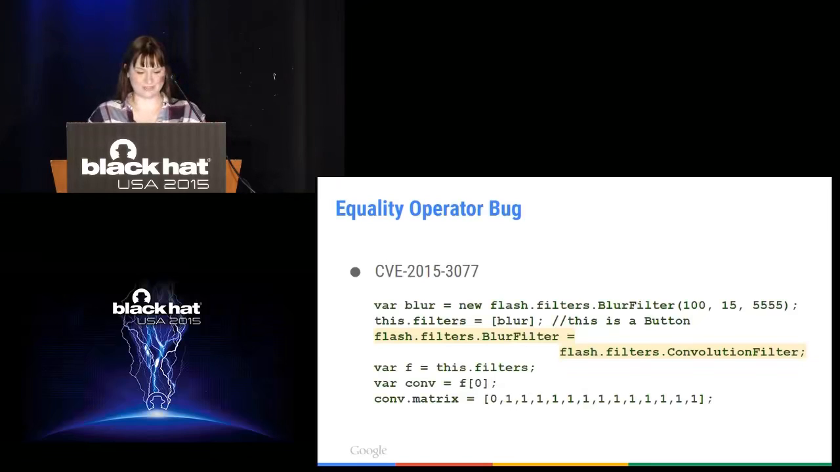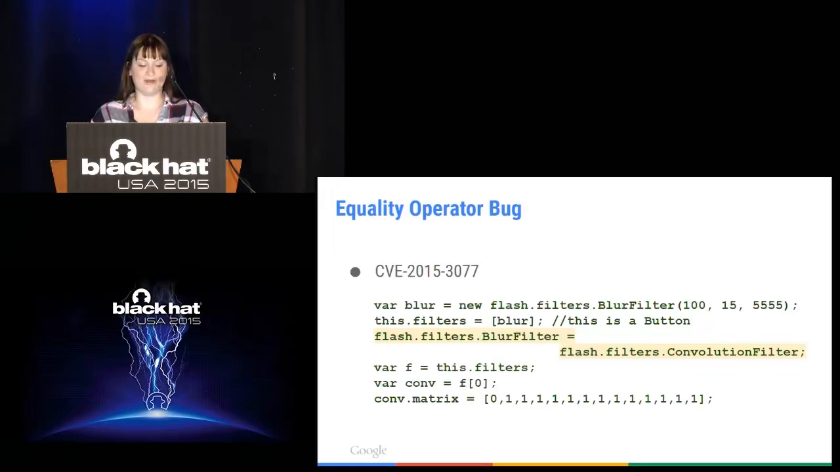So this issue is in this filter setter for a button object. What this code does is it starts off by creating a blur filter. And then it calls the filter setter on the button object and sets it to the filter. What this does in the VM is, in the button object, it creates an array to hold these filter objects, and then it copies the blur filter. And then what I do is I redefine the blur filter constructor as the convolution filter constructor using equality.